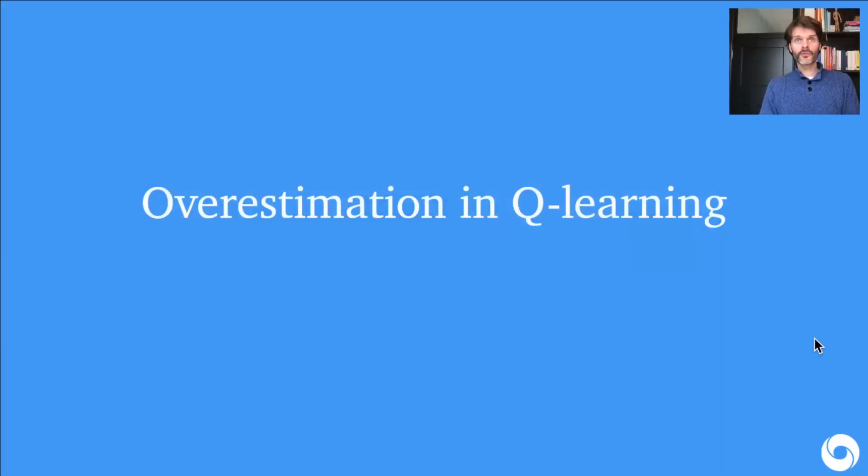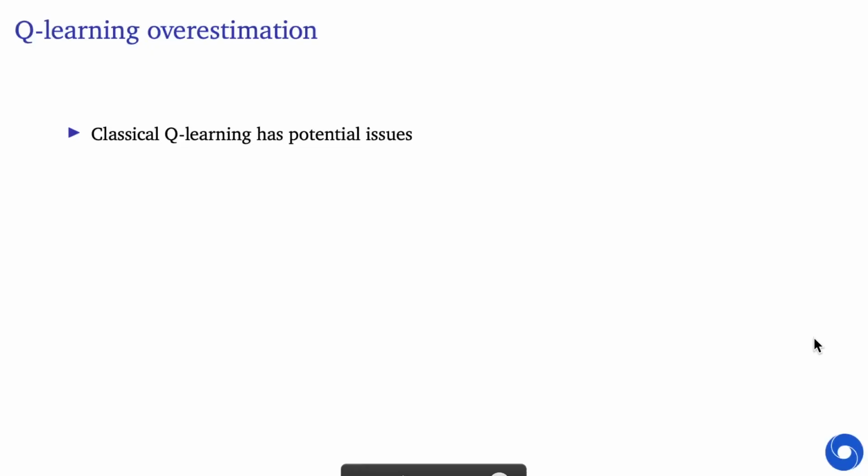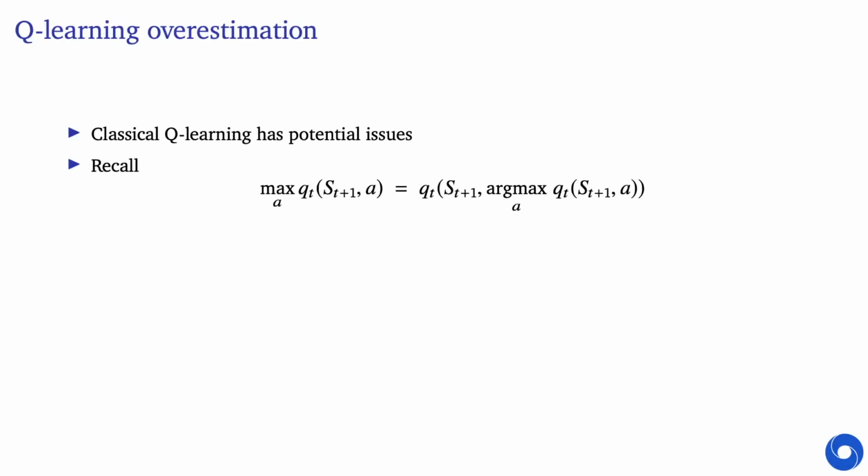Okay, now we're going to turn towards a different topic, which is a different failure mode for Q-learning, because it is known that Q-learning can overestimate the action values. So this is about classical Q-learning as discussed before. And the issue that we're going to talk about is related to the following.